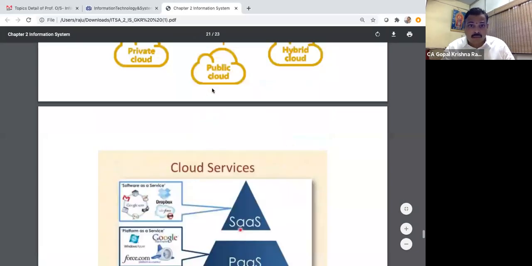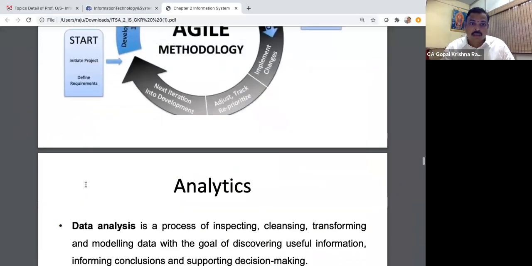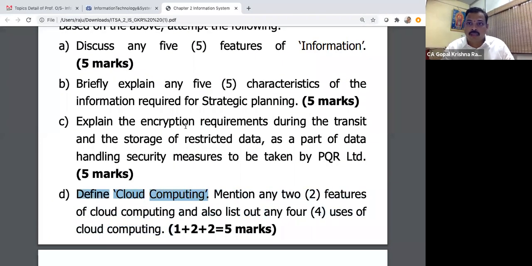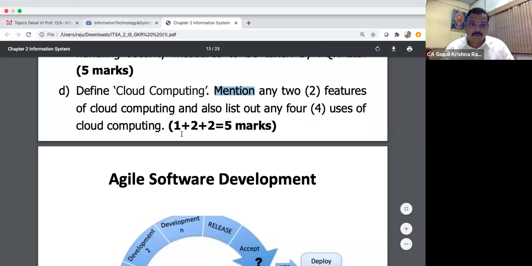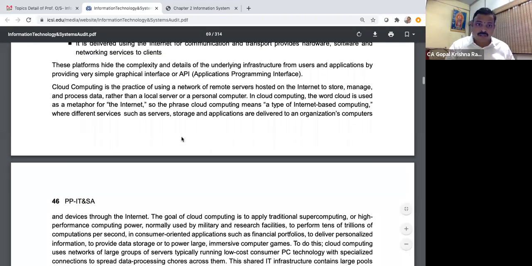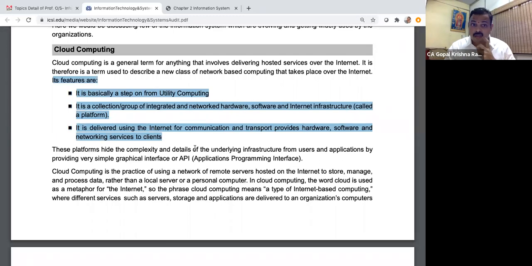And this is your exam question, guys. Please look at your exam question. Define cloud computing. You know what it is. Mention any two features of cloud computing. Please look here. What are the two features? Those features are given on page number 45 itself. These are its features. 2 marks.